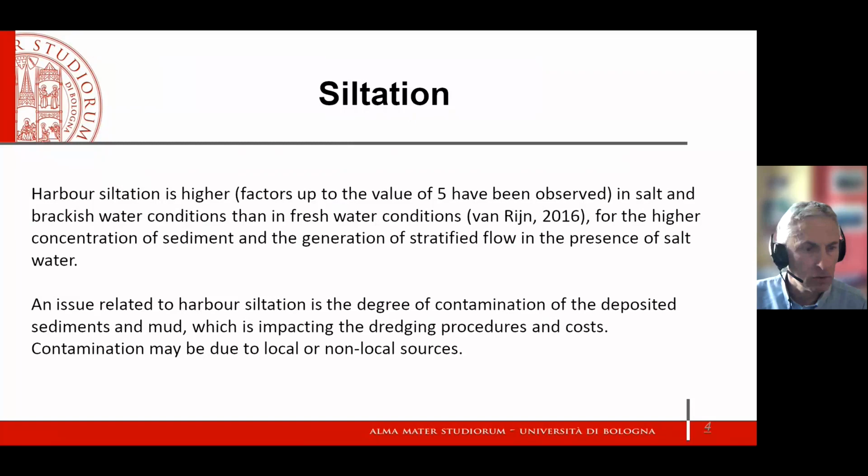Some more details on what is influencing harbor siltation. It's higher, up to 5 times higher in salt and brackish water conditions than in fresh water conditions, for the higher concentration of sediments and the generation of stratified flow in the presence of salt water. So please be aware of that. In salt and brackish water, siltation may be much larger, up to 5 times than in fresh water.